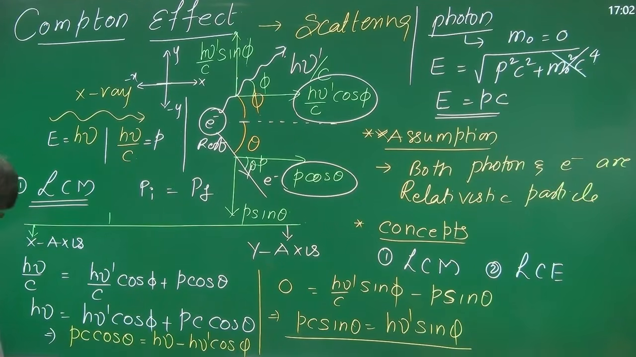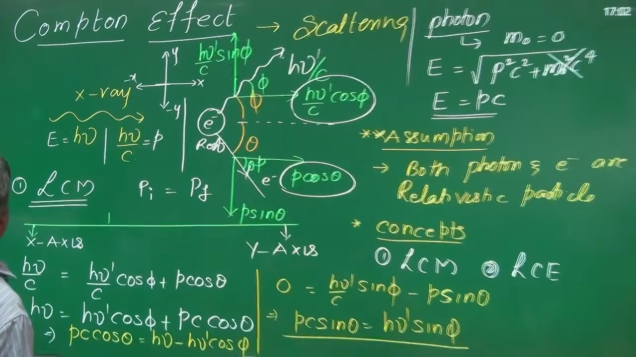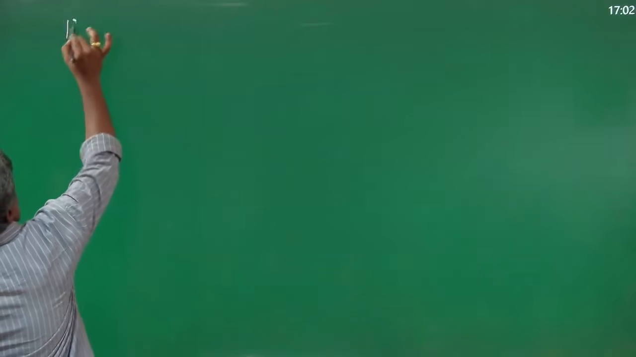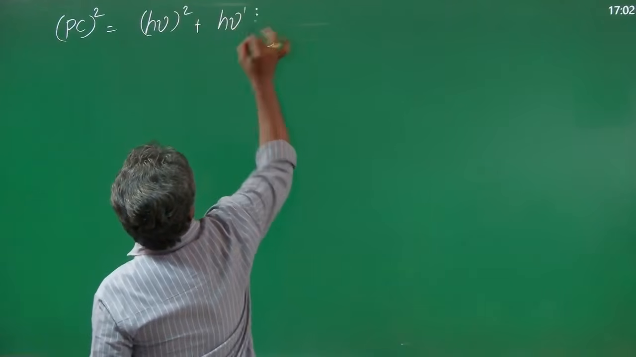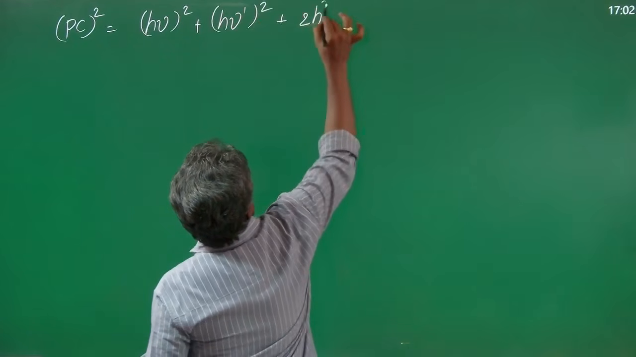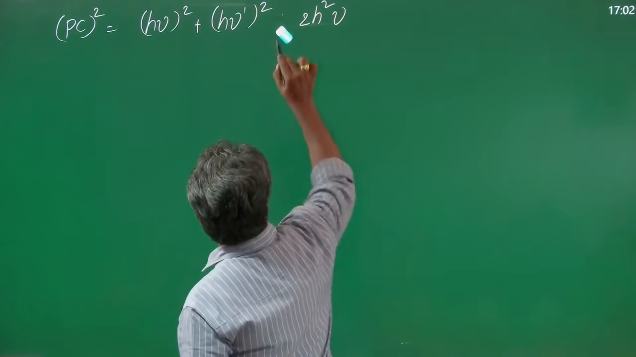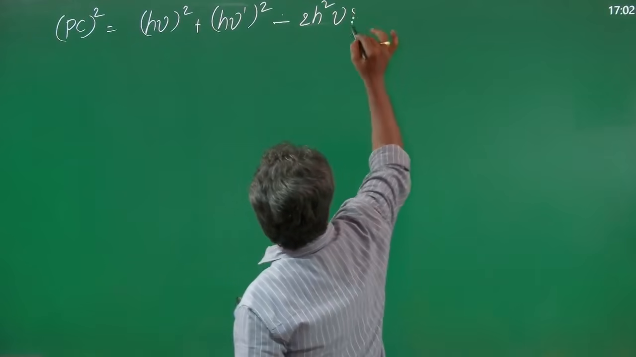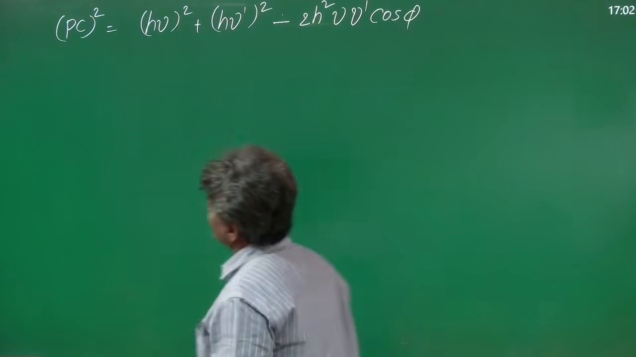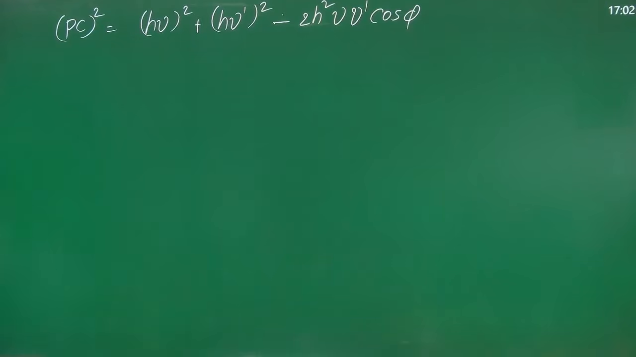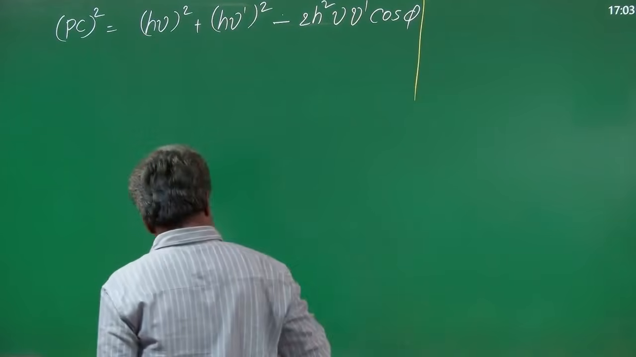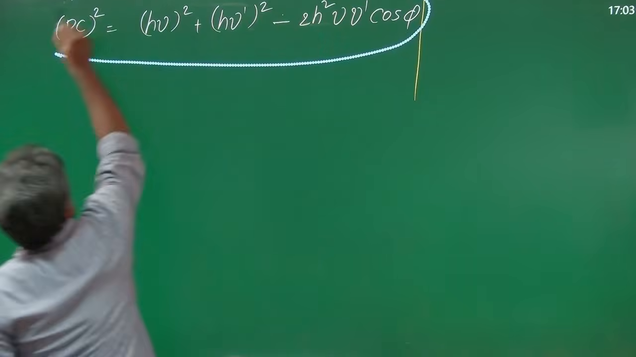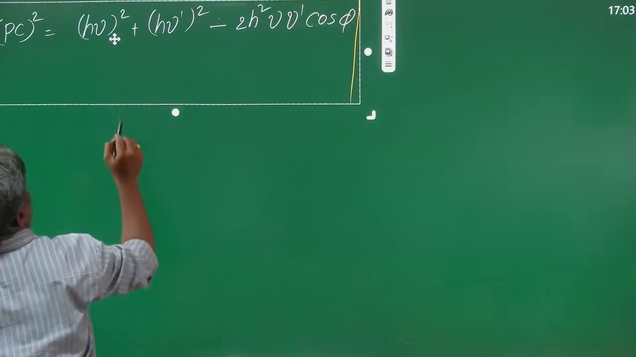Ready? Shall we proceed? Right. So I think you got this answer. PC whole square equal to h nu whole square plus h nu prime whole square minus 2 h square nu nu prime cos phi. Have you all got this? Okay, ready. So this we got from the law of conservation of momentum.